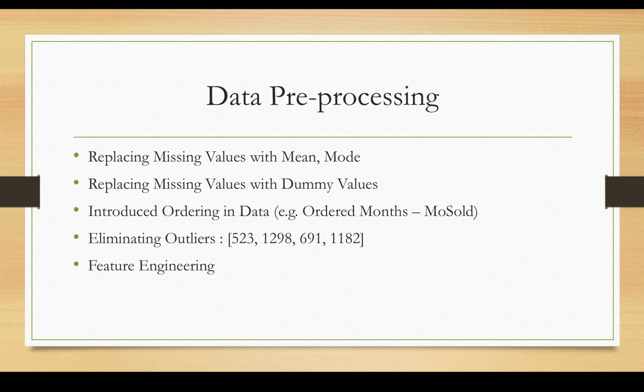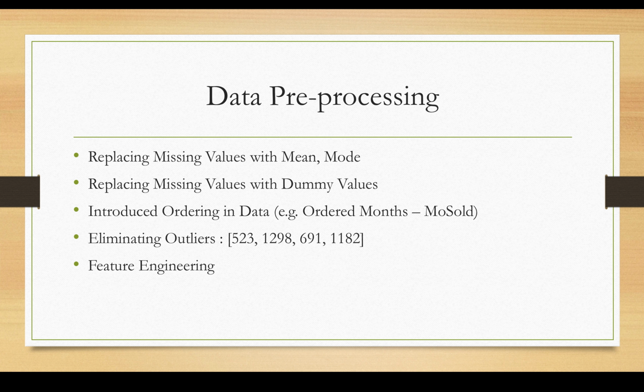We also did some dummy value coding for handling missing values. For example, consider a column for the presence or absence of a garage. We observed that this column has too many null values, so we replaced all the null values with an assumption of no garage. We also did some ordering in the data. For example, in the column month sold, which indicates the month in which the house was sold, we replaced the textual data, the name of the month, with numbers. So January was replaced with 1 and December with 12.